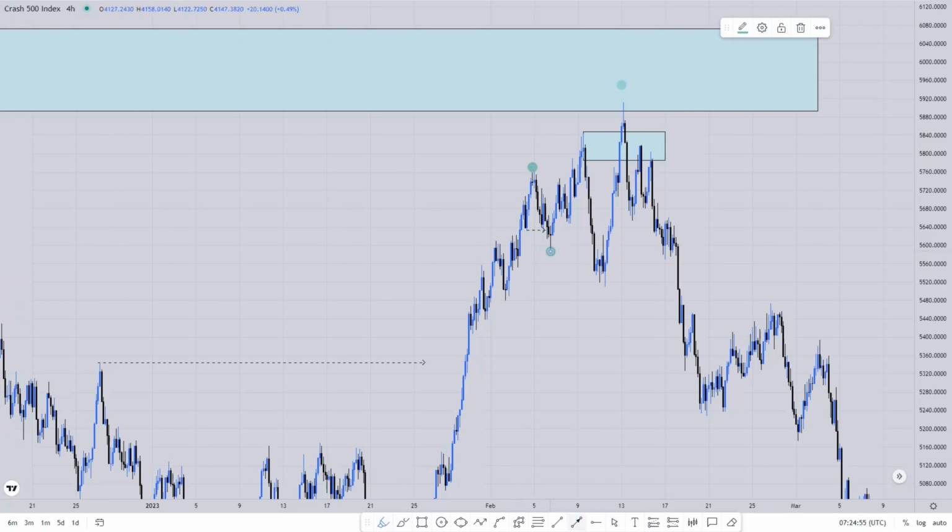Because it broke that high like this. This was internal structure now. Because all you need is an internal structure shift. So they came here and actually established a change of character right here.